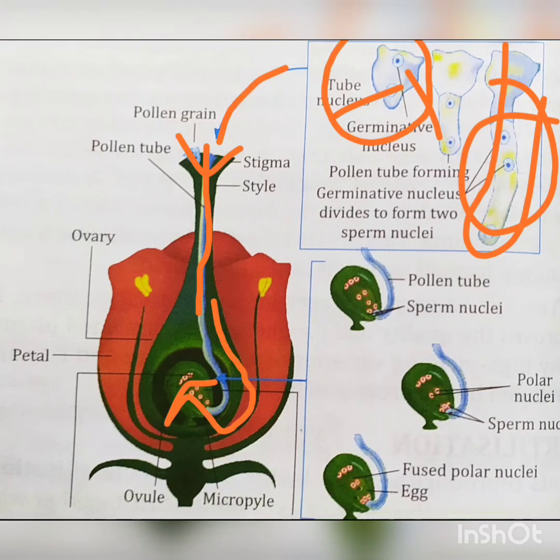One of the two male nuclei present in the pollen tube fuses with the egg cell and forms a zygote, which develops into an embryo. The other male nucleus fuses with the polar nuclei of the ovule to form endosperm, which nourishes the developed embryo.